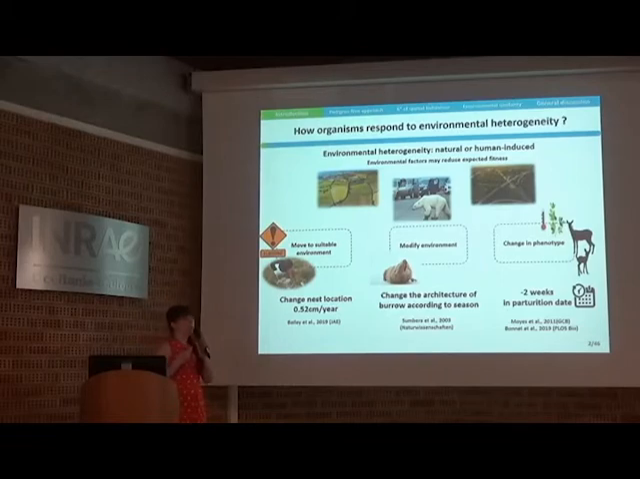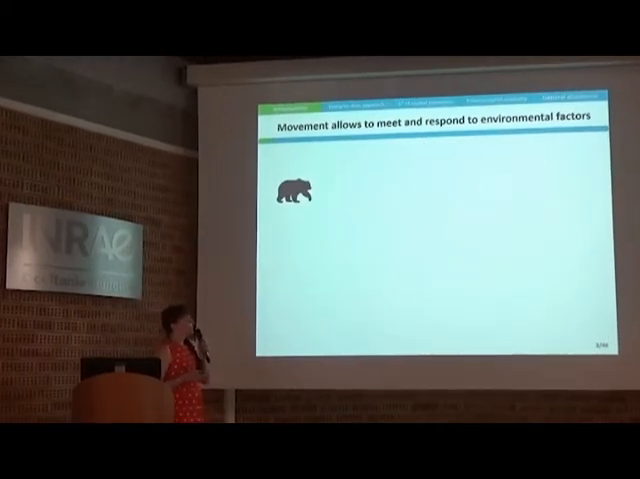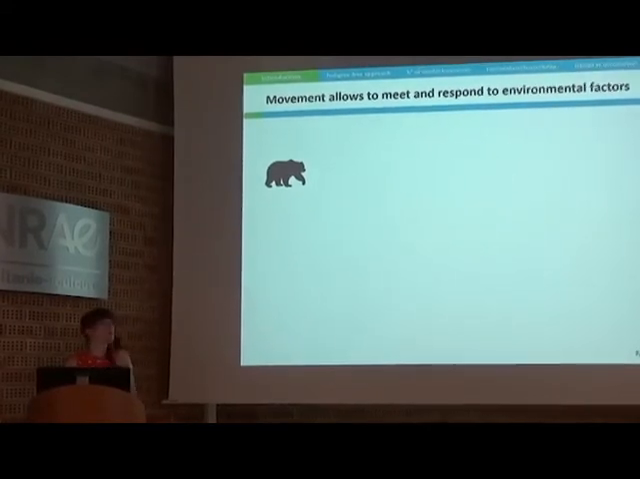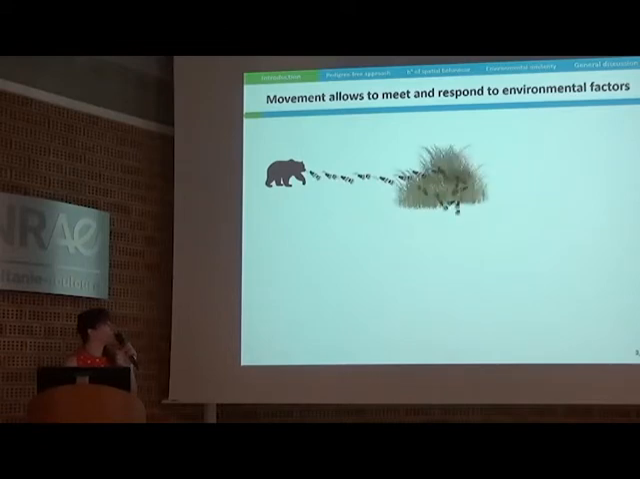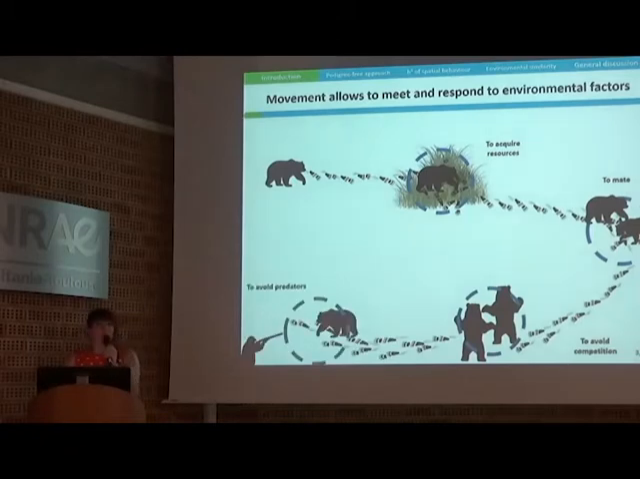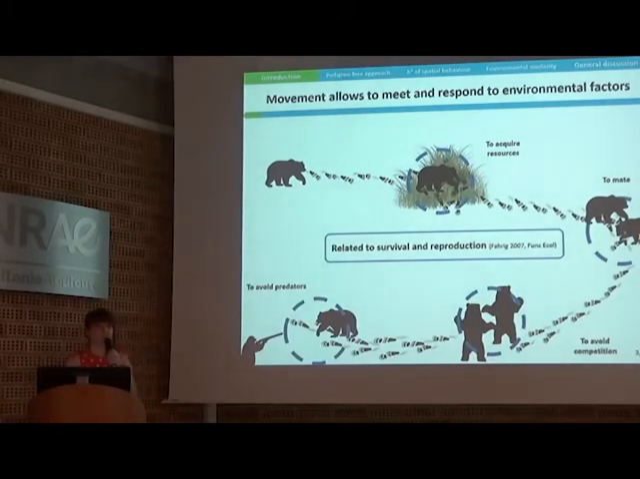But one of the very first ways to deal with it may be through movement behavior, because movement allows organisms to meet and to respond to different environmental factors, either positive or negative. For example, movement can allow them to find resources, to find partners to mate, to avoid competition, or even to avoid predation, and hence it's related to survival and reproduction. So that's why we need to understand movement behavior if we want to understand how organisms can respond to environmental heterogeneity.